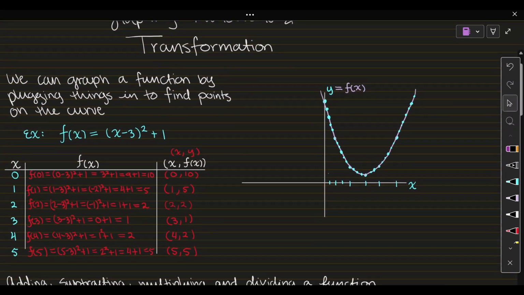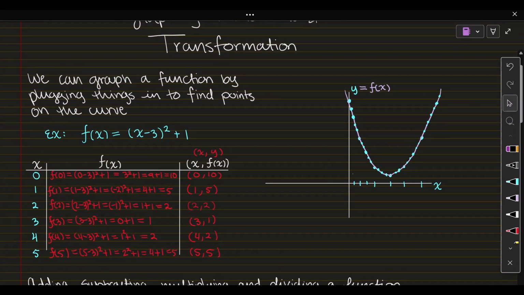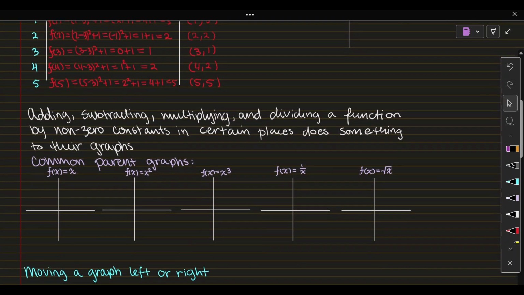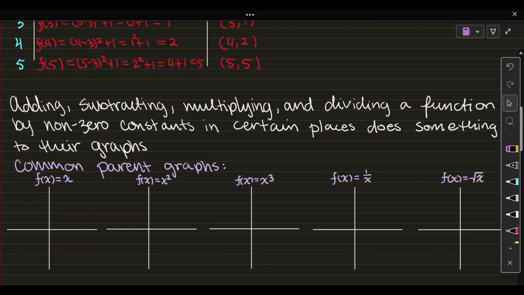So this is the graph of (x minus 3) squared plus 1. Okay, that's how we graph a function. And now adding, subtracting, multiplying, and dividing a function by non-zero constants in different places does something to their graphs. We call that a transformation, and we'll talk a little bit more about that in a second.